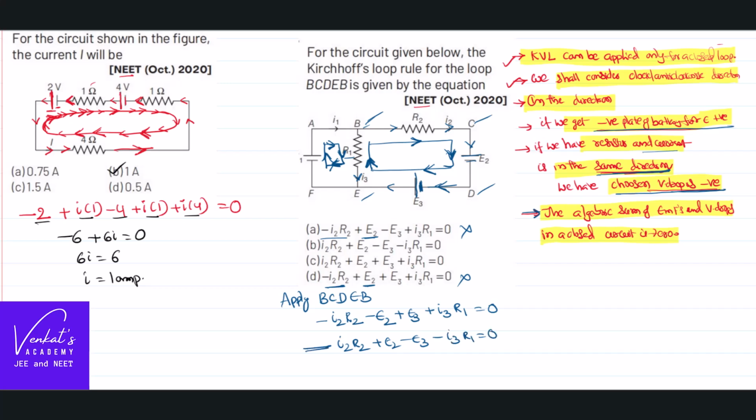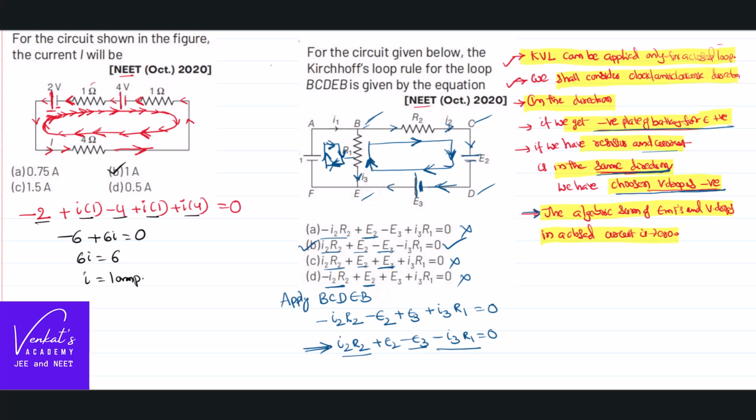Look for this option if it is there, right. See that I2R2 plus E2 both are same, minus E3, here is minus E3, here is plus E3. So, this is wrong, minus I3R3 here is there. So, this option B is the right answer. That is how we have to solve the problem, right.